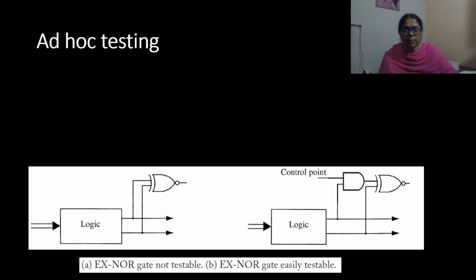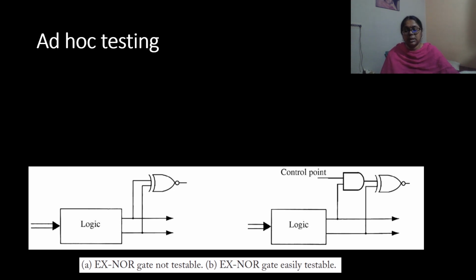Now, we are adding a control point to the circuit in this manner by including an AND gate. One of the outputs of the logic is given as an input to the AND gate, and another input to the AND gate is the control point. The output of the AND gate is given to the XNOR, and the other output of the logic is given as the second input to the XNOR.